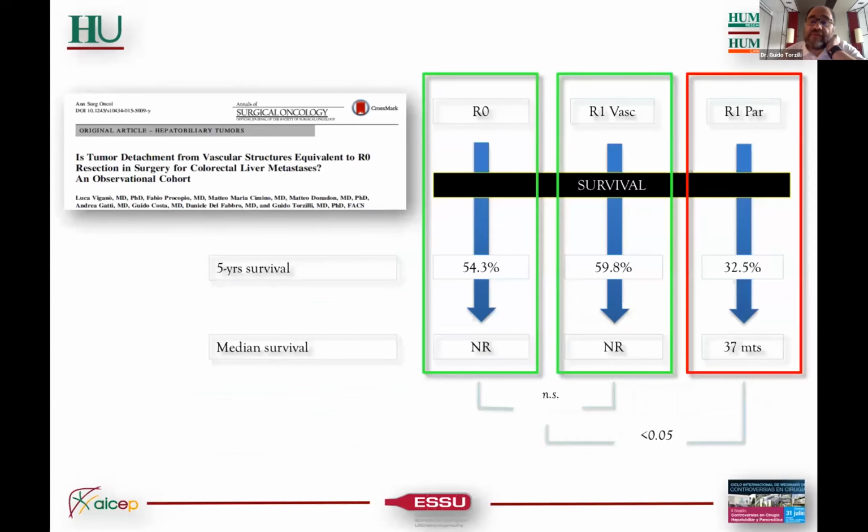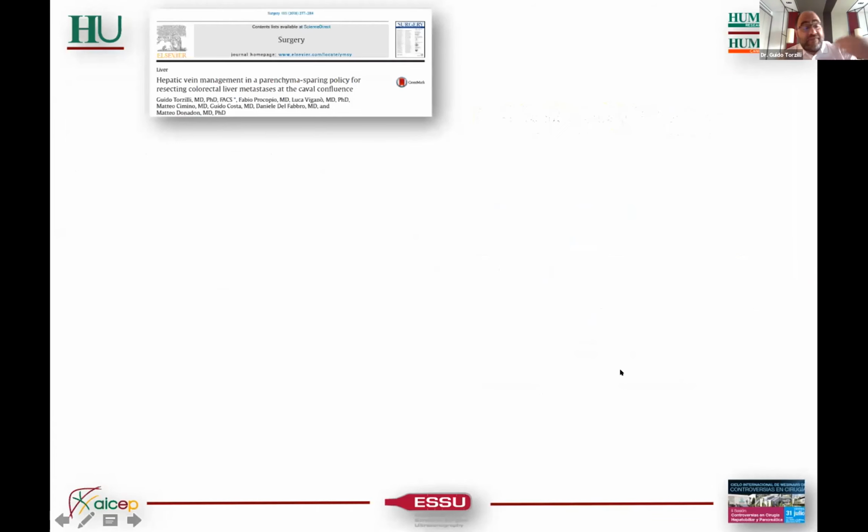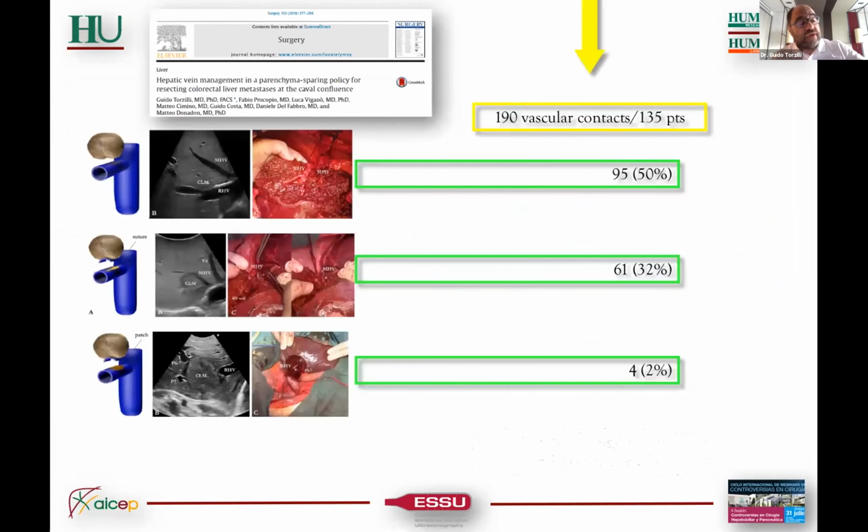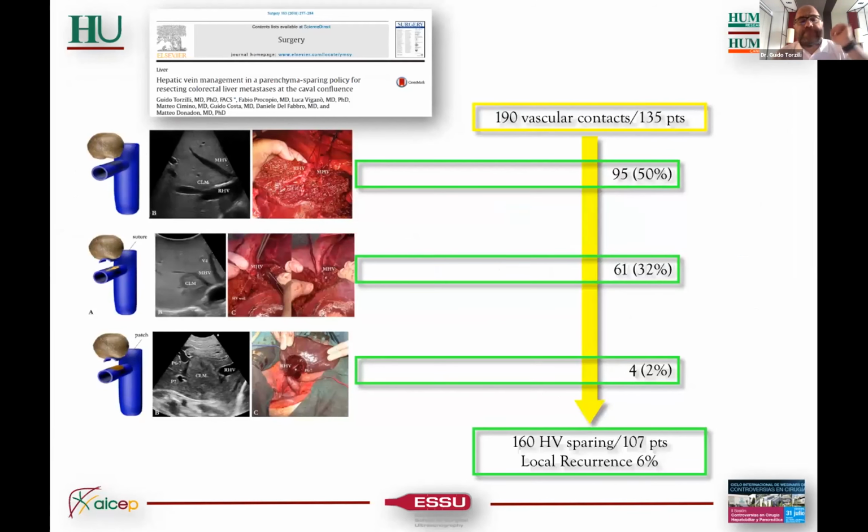In terms of long-term prognosis, this was confirmed, despite the fact that when we are introducing the R1 vascular, we are introducing more complexity. The patients who received R1 vascular were more complex than the others. And if you focus your attention on the hepatocaval confluence, the results are similar.